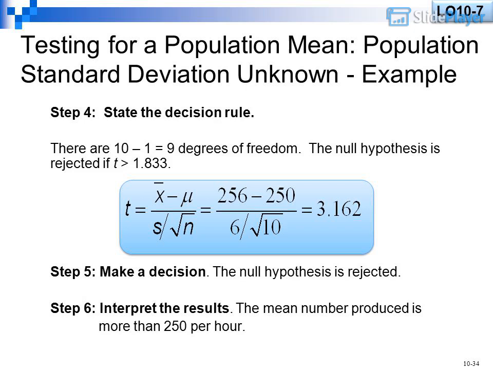LO10-7. Testing for a population mean, population standard deviation unknown. Example: Step 4, state the decision rule. There are 10 minus 1 equals 9 degrees of freedom. The null hypothesis is rejected if t is greater than 1.833. Step 5, make a decision. The null hypothesis is rejected. Step 6, interpret the results. The mean number produced is more than 250 per hour.